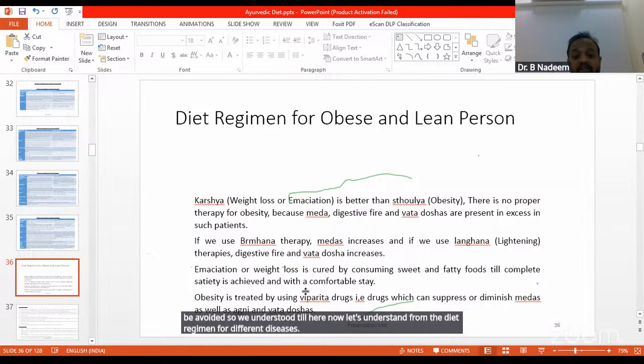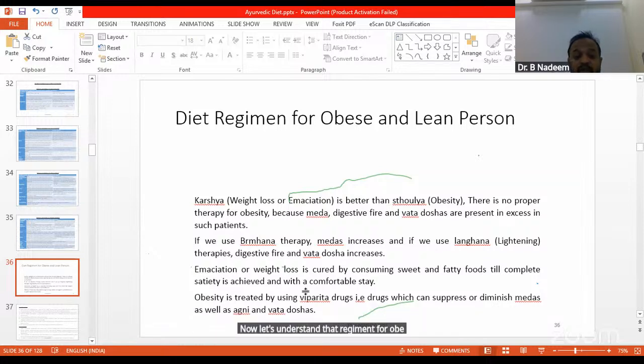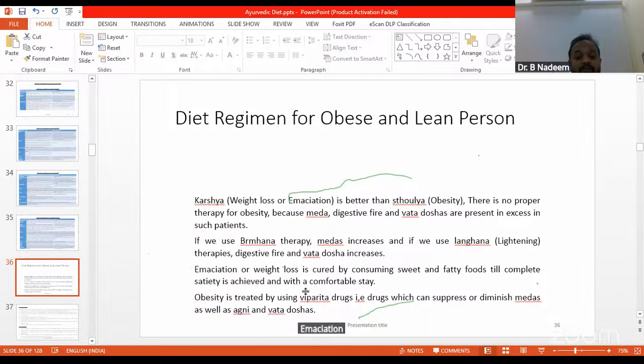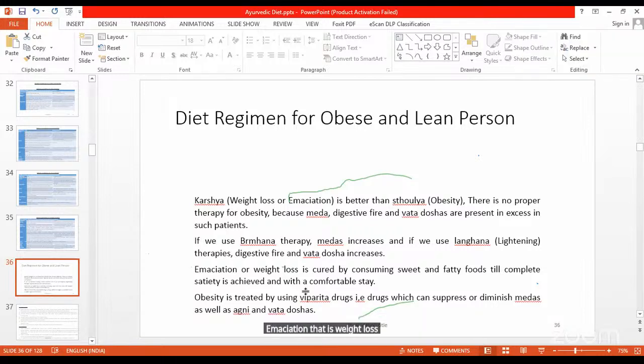Now let's understand the diet regimen for obese and lean persons. Karsha, which is weight loss or emaciation, is better than Staulya, which is obesity. There is no proper therapy for obesity because medas, that is fat, and vata doshas are present in excess in such patients. If we use Brahmana therapy, medas increases, and if we use Langhana, that is lightening therapy, digestive fire and vata dosha increase. Emaciation, that is weight loss, is cured by consuming sweet.